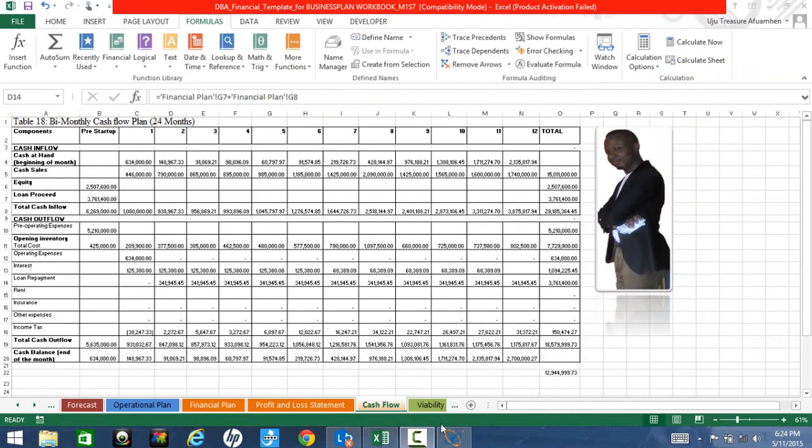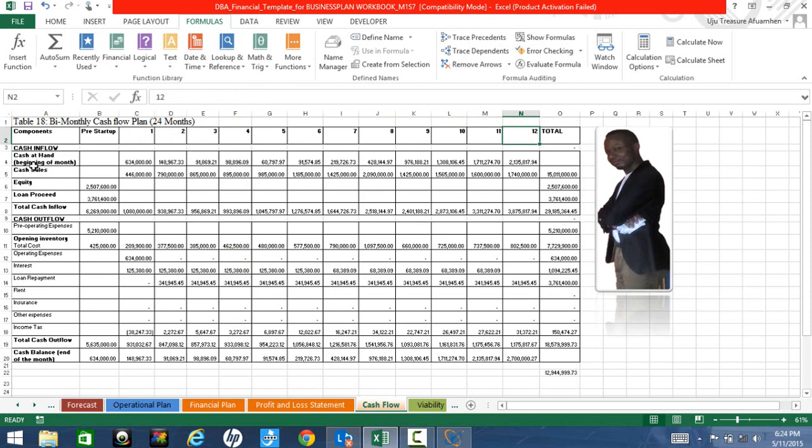Okay, welcome back. Now let's look at the cash flow worksheet. Table 18, bi-monthly cash flow plan. That's 24 months. Let's see the components. This is the column for pre-startup. Then we have the first and second month, third and fourth month, down to the last year. Let's see our cash flow.